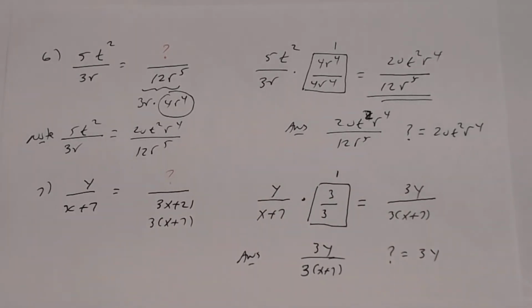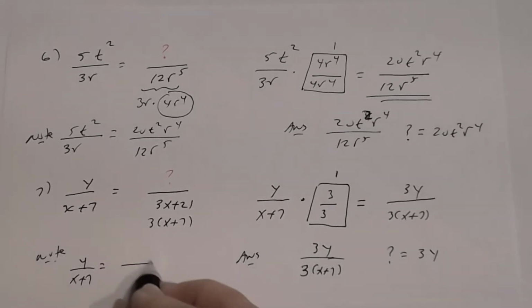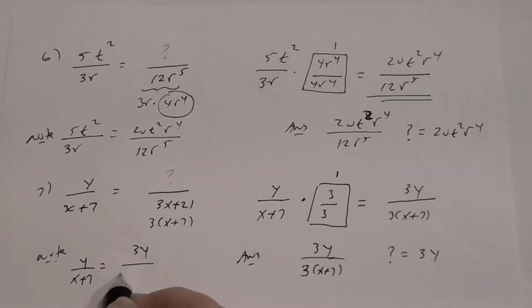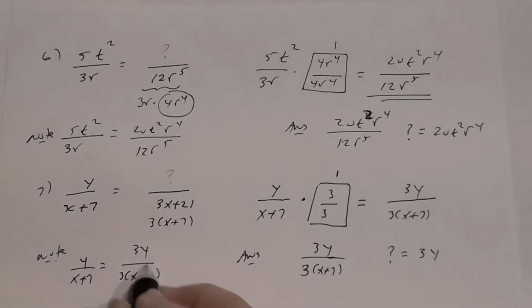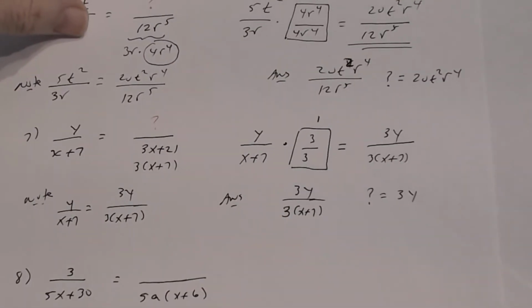All right. Okay, so again, note what we just found. So what we just found is that y divided by x plus 7 is equivalent to 3y divided by 3 times x plus 7. That's what we found. Okay. All right, number 8.